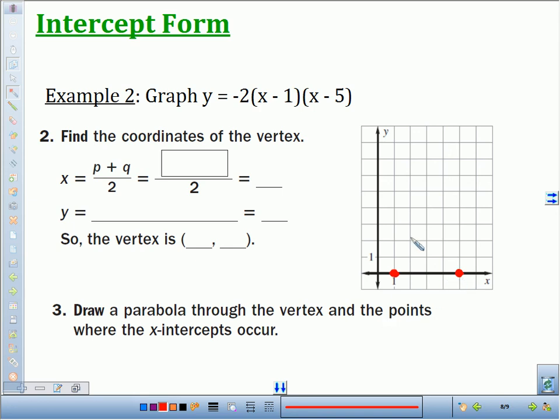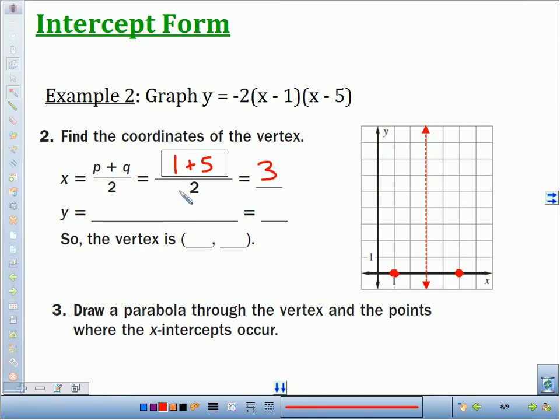Now I've got those 2 points. I want to find the coordinates of the vertex. To find the coordinates of the vertex, the first thing I would do is find the axis of symmetry, which I can get by finding the average of these 2 points. So p plus q divided by 2. p is 1, q is 5, so 1 plus 5 divided by 2 is 6 divided by 2, 3. My axis of symmetry then is at x equals 3. And I'm going to draw that line. Here's the line, x equals 3. That's my axis of symmetry.